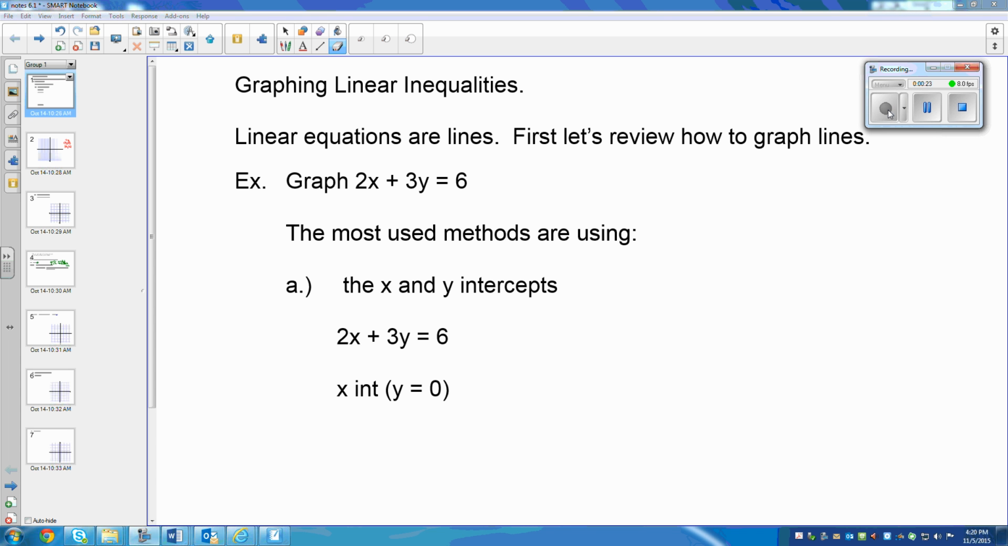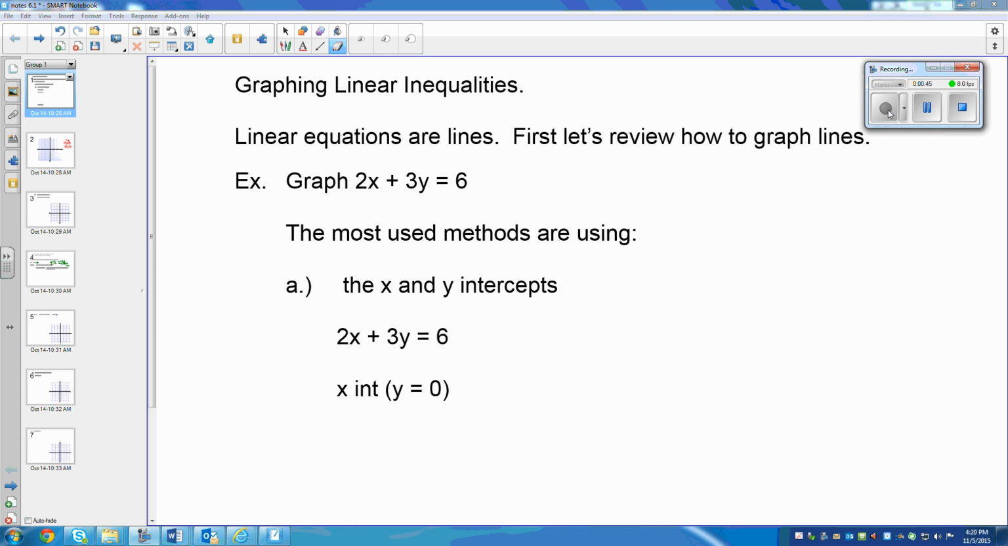So what we're going to do is use your ability to graph lines, linear equations, and we are going to graph linear inequalities. When you graph an inequality, you're going to shade an area in which it falls into. So the first step of this is to actually be able to graph lines. So we're going to do a review.